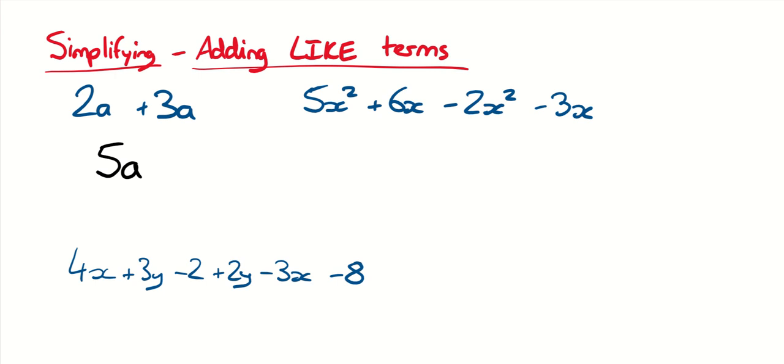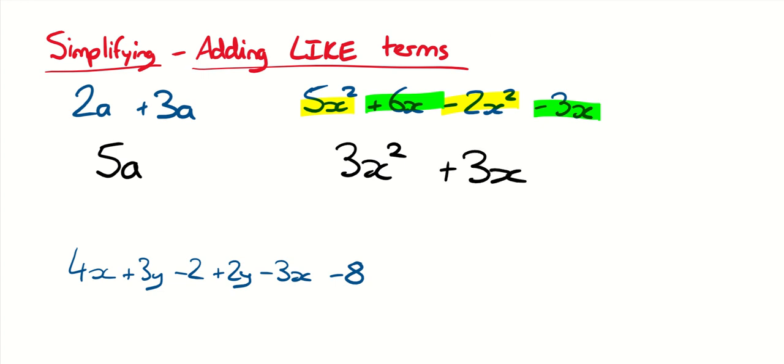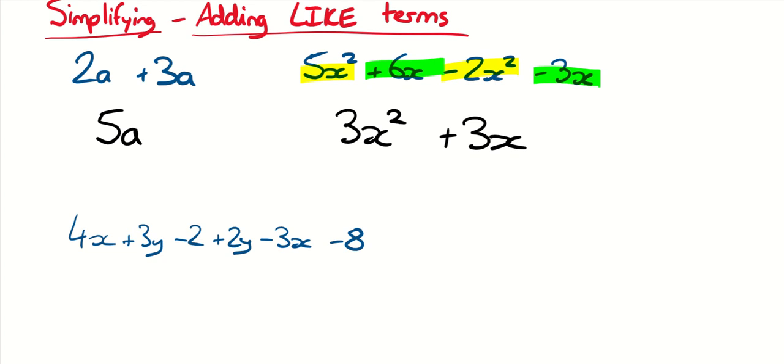But here in this next one, okay, you can't add these all together because even though you might say x squared and 6x and these are different. So this 5x squared minus 2x squared, they go together, and this 6x and minus 3x go together. So that means you do 5 minus 2, which gives you 3x squared, and 6 minus 3, which gives you plus 3x.